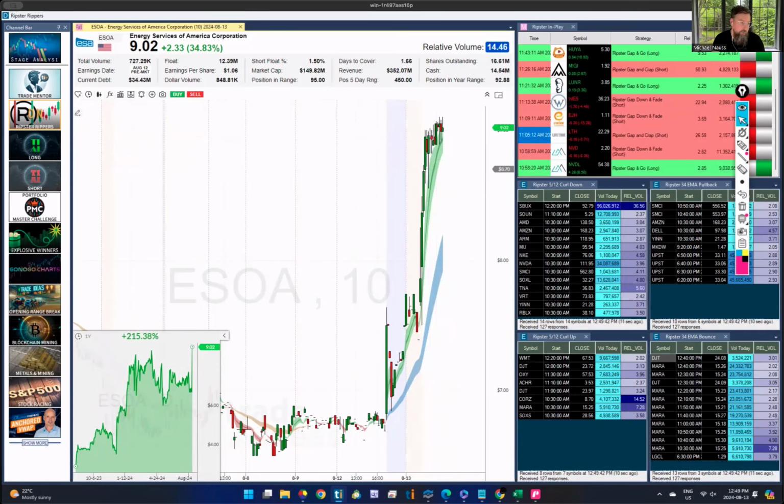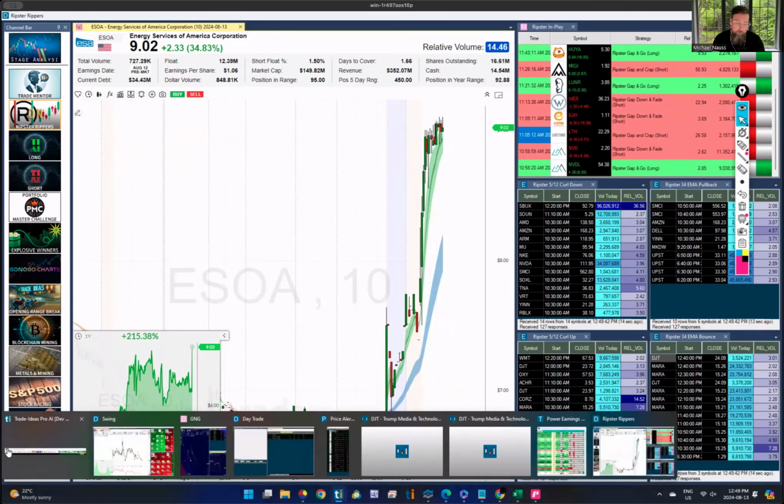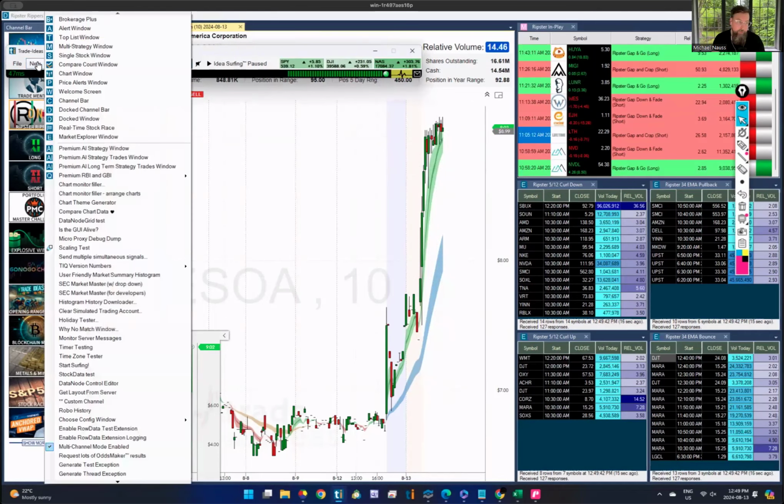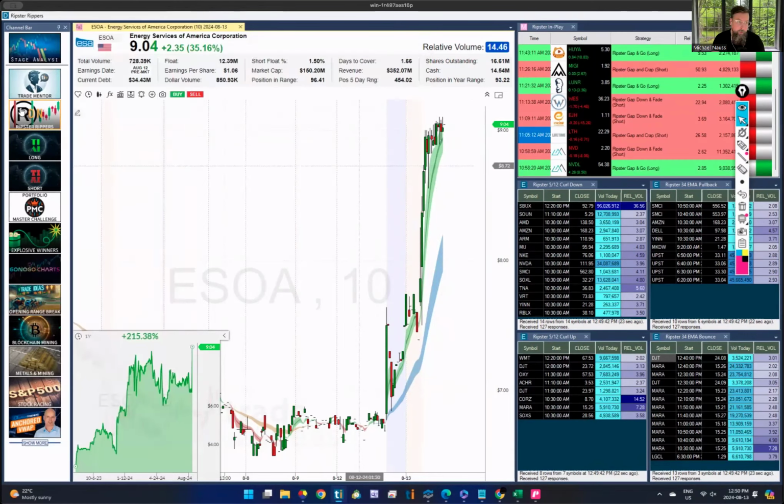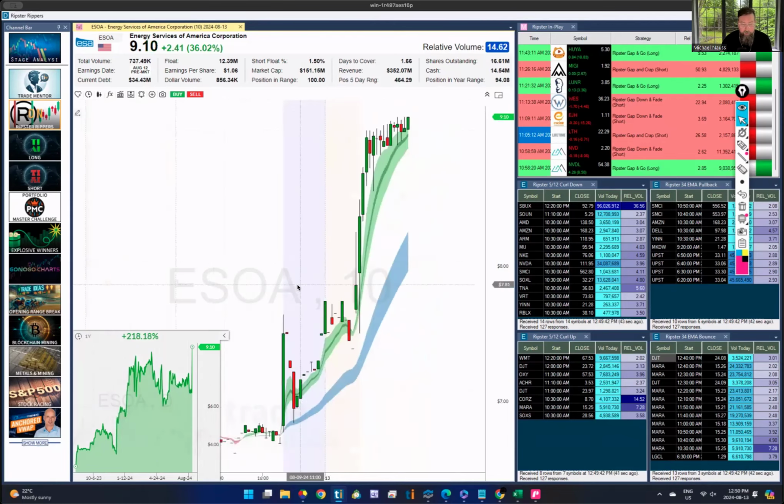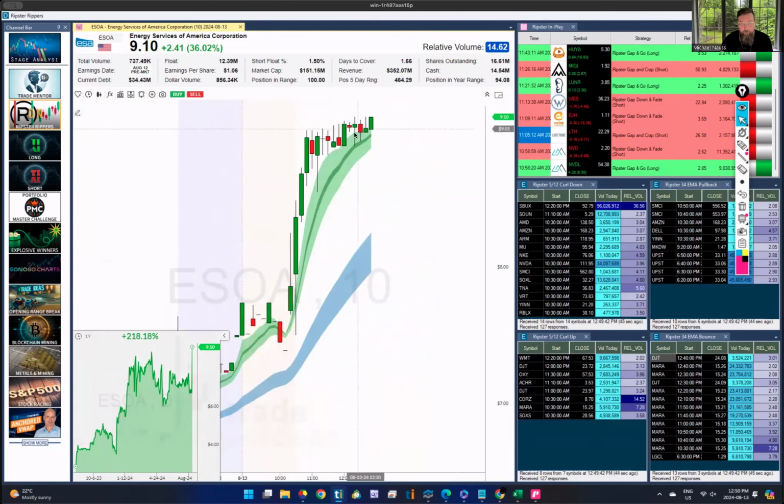If you have Trade Ideas, I can just show you real quick. You just go to your bar here, you hit new, and then you go to a new dock channel bar and just click on Ripster's Rippers. Or if you have a little FX button right here on your chart, you can click on that. You can click EMA Cloud, and you can just add that indicator to your chart. It's just so you know, what this indicator is, it's simply the difference between two moving averages.